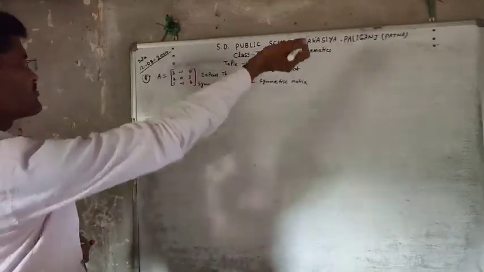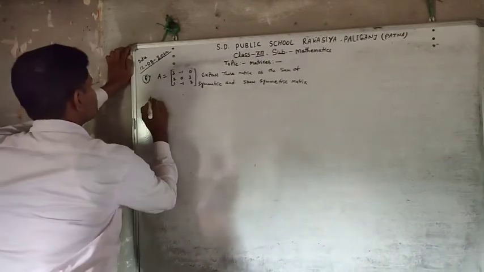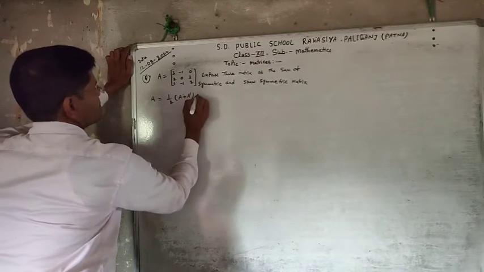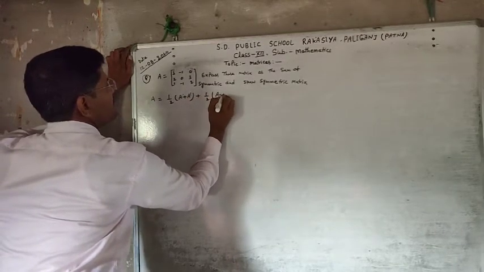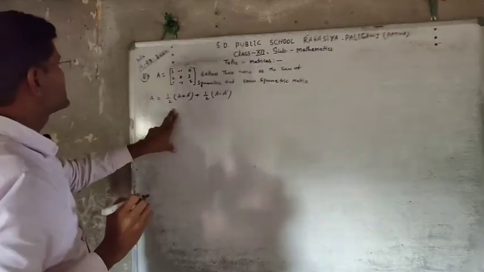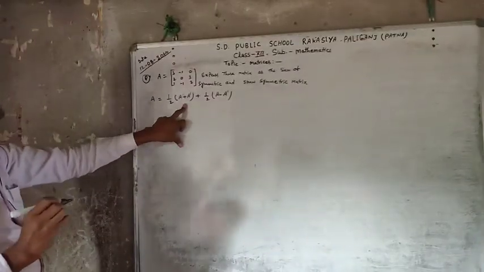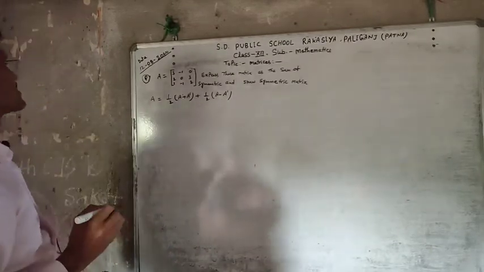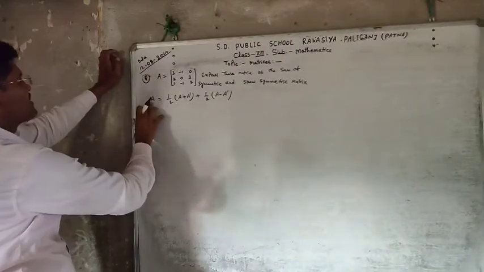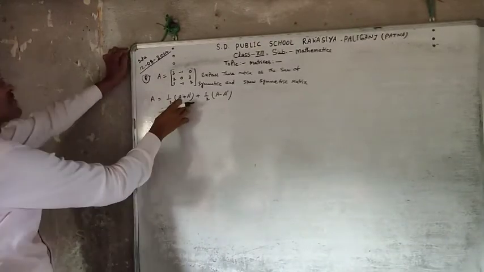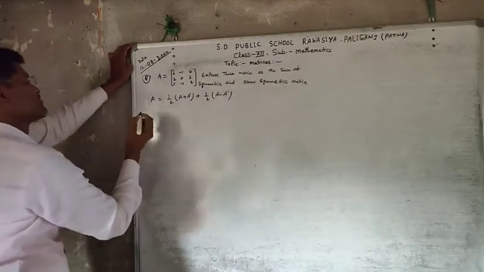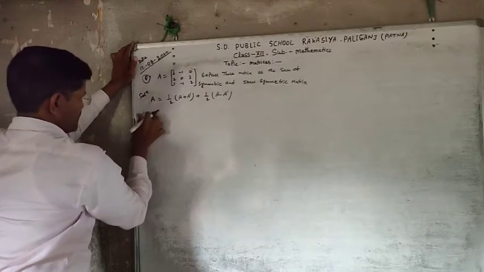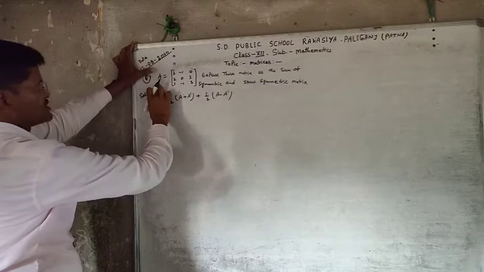And according to the formula, we also know that matrix A is equal to 1/2 (A plus A transpose) plus 1/2 (A minus A transpose), where 1/2 (A plus A transpose) is a symmetric matrix and 1/2 (A minus A transpose) is a skew symmetric matrix, and matrix A can be converted into sum of symmetric and skew symmetric matrix. Now we can solve this. First of all, we have to find A transpose.